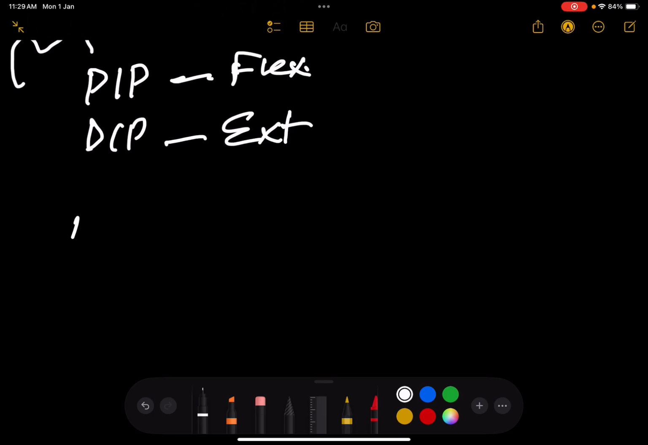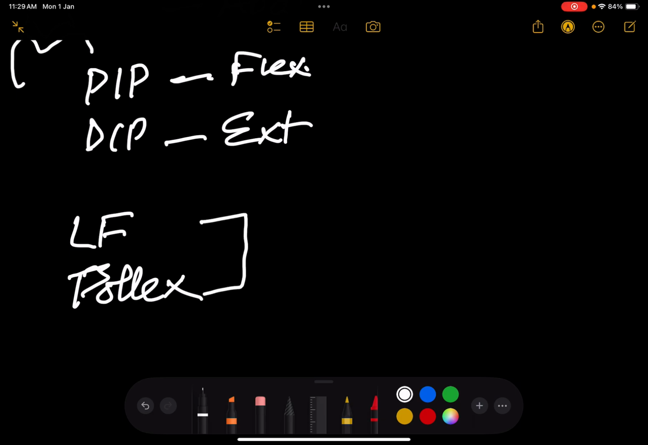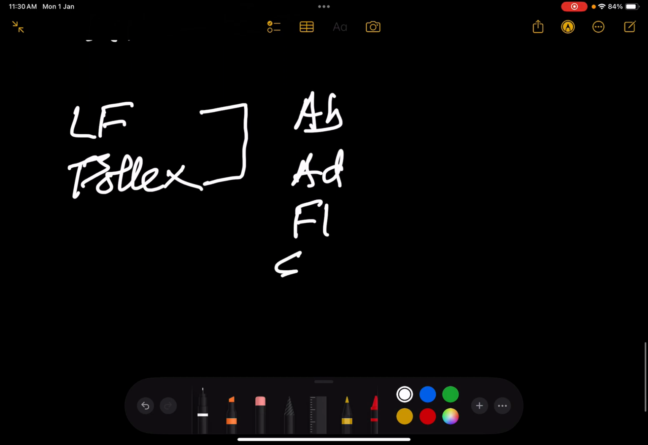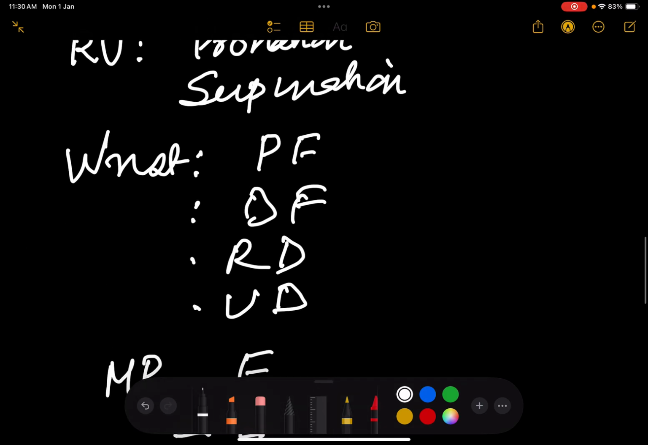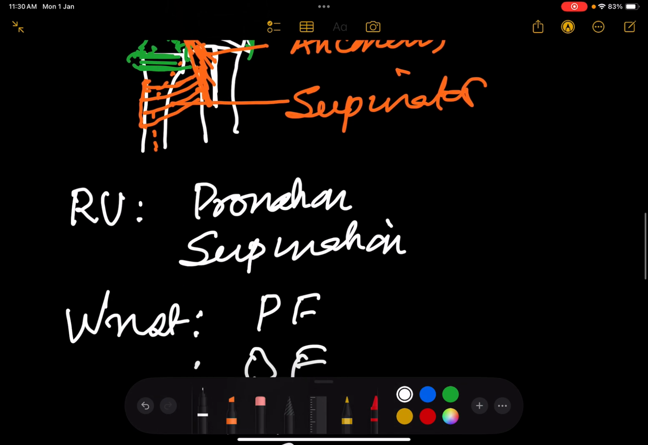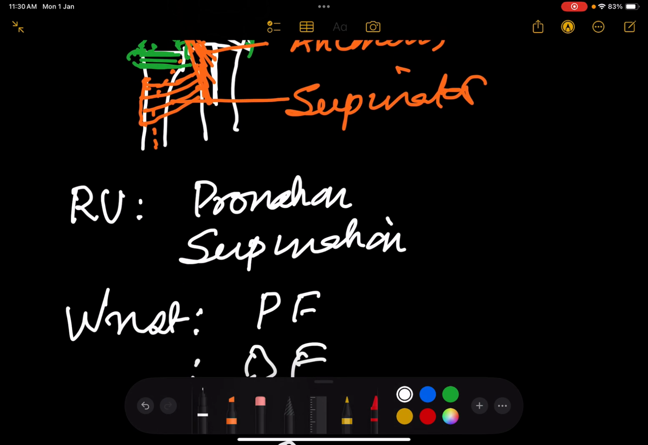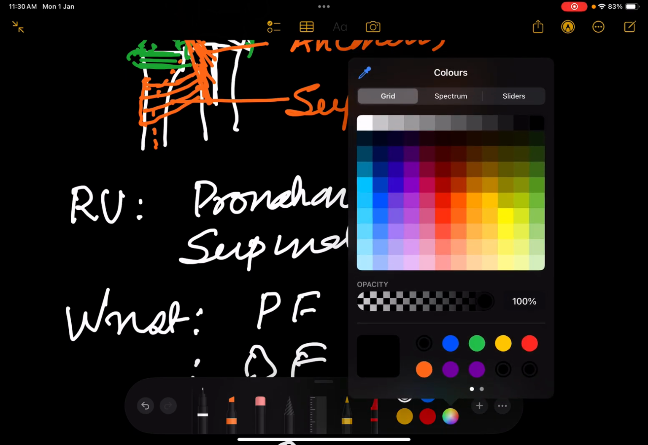Then in the pollex or the thumb, you have abduction, adduction, flexion, extension, and internal rotation of the metacarpal, which is called opposition. Now let us name the muscles that do these movements.